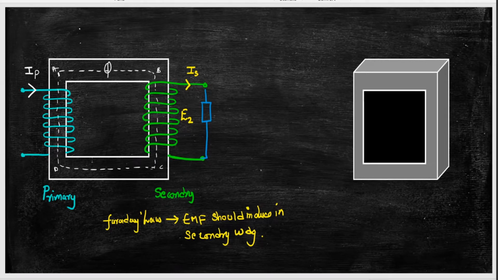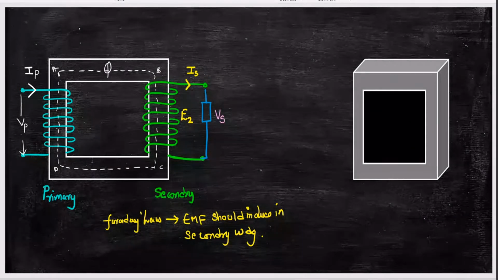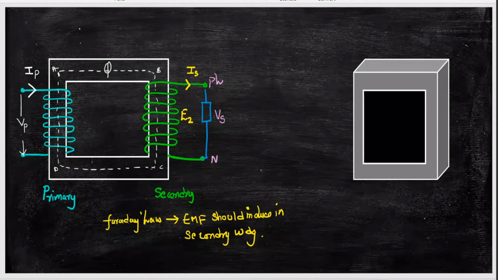Now the primary voltage, let us take it as VP. So the primary voltage is VP, the primary current is IP, the secondary induced voltage is E2, and let the terminal voltage between this phase and neutral be VS. And IS is the secondary current.